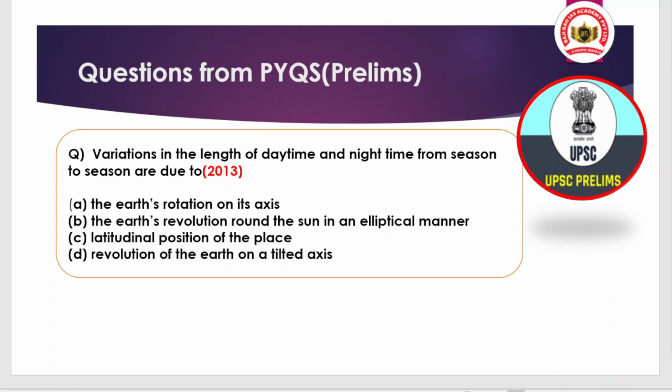So the question you have to attempt is: variation in the length of daytime and nighttime from season to season are due to option A, the Earth's rotation on its axis; option B, the Earth's revolution around the Sun in an elliptical manner; option C, latitudinal position of the place; and option D, revolution of the Earth on a tilted axis. Remember, when this question was asked, there was more confusion in the options.